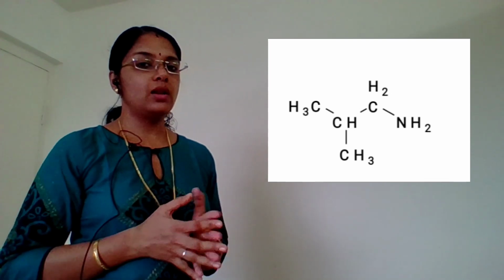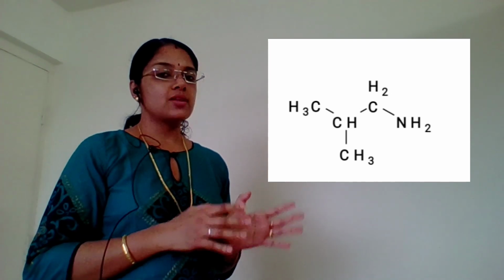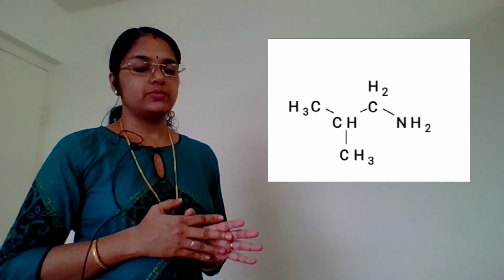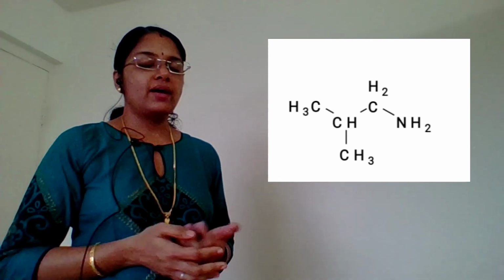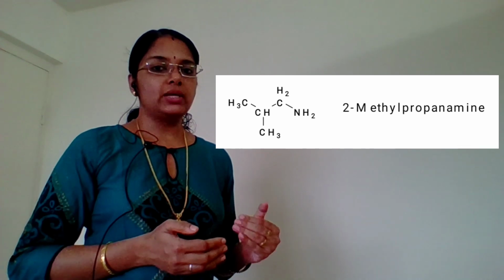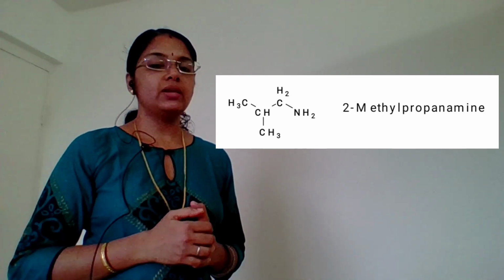Consider the next structure. It contains 4 carbon atoms and an amine is attached, but first we have to select the longest chain. Here the longest chain will be a 3 carbon atom chain, and at the second position there is a methyl group. So we have to name it as 2-methyl-1-propanamine as its IUPAC name.